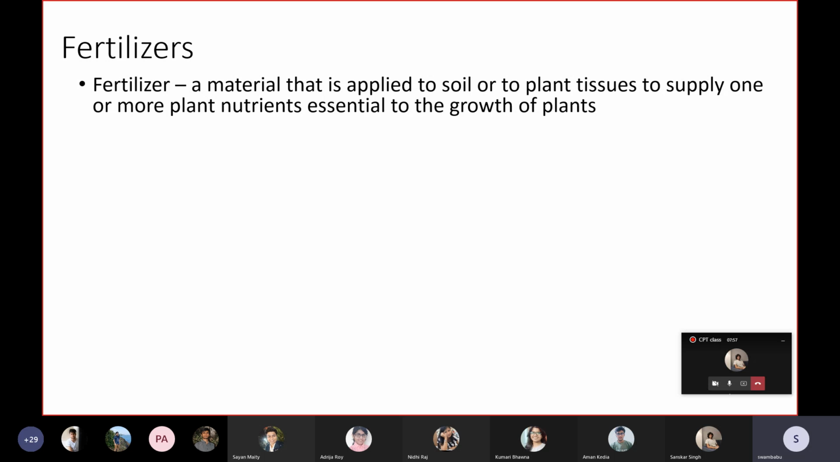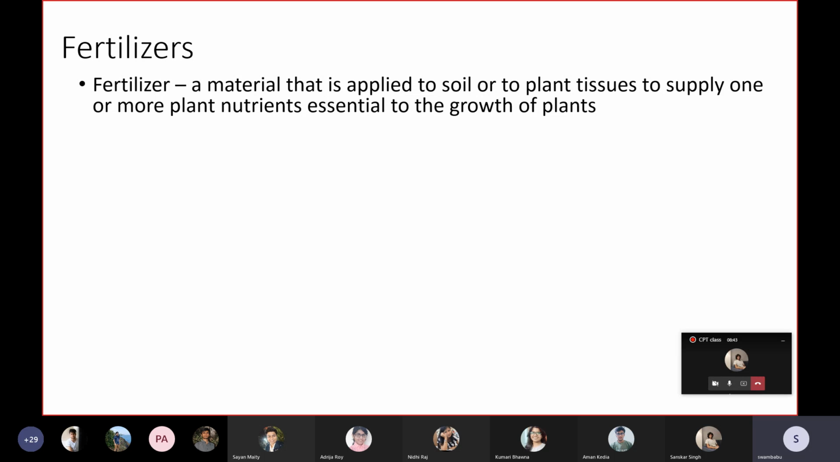So fertilizers. What is a fertilizer? Fertilizer is a material that is applied to soil or to plant tissues to supply one or more plant nutrients which are required for the growth of the plants. Basically, fertilizer is a material that is used to supply one or more nutrients for the growth of the plants.